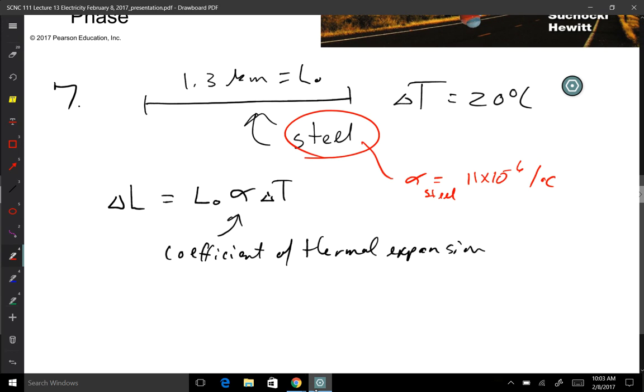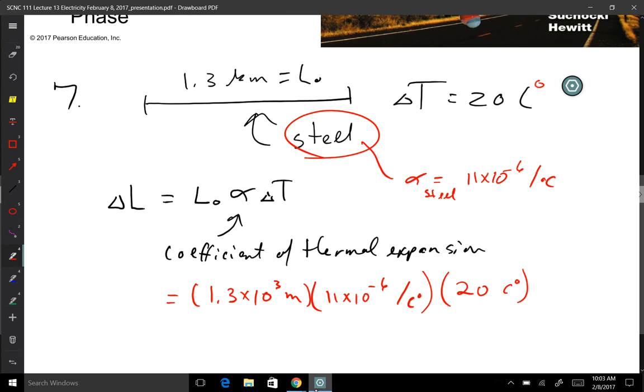So if we multiply these through, we're just going to have 1.3 times, what's a kilometer? What does kilo mean? 1,000. So a kilometer is 10 to the third meters, then times 11 times 10 to the minus 6 per Celsius degree, and then times 20 Celsius degrees, right? And that gives us our answer. So you just pop it in the old calculator to get the number.